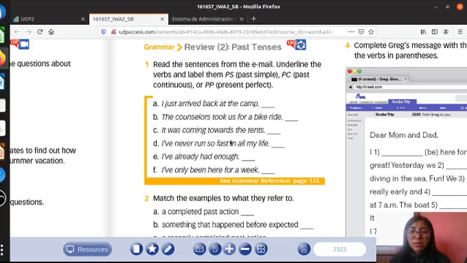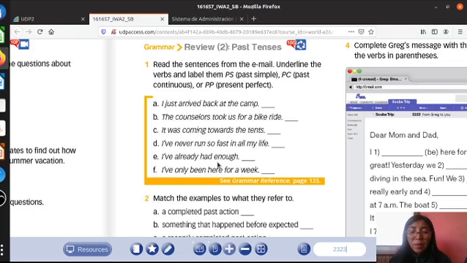Okay, PC, past continuous. Okay, because we have was coming with ing. I have never run so fast in all of my life. That is correct. Present perfect because I am using have and the verb, ¿ok? Porque estoy utilizando el auxiliar have or has y el verbo, ¿no es cierto? En este caso, I've already had. Ok, present perfect. I've only been here for a week. Correct, that is present perfect.